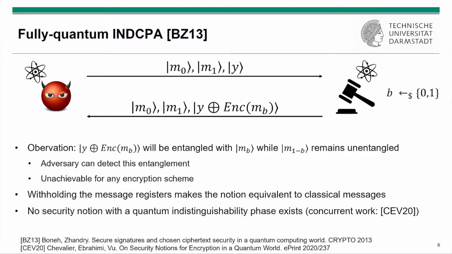This means that up to this point, there is no security notion for public key encryption schemes with a quantum indistinguishability phase. But here I'd like to point out that in concurrent and independent work to ours, Chevalier et al. also developed quantum security notions for public key encryption schemes, which also allow a quantum indistinguishability phase.